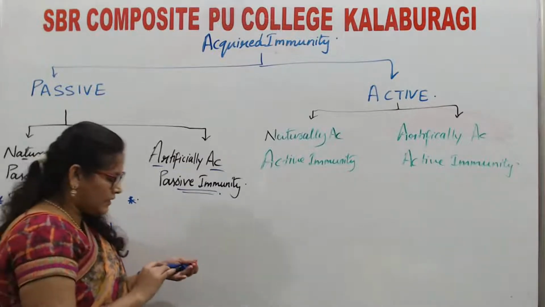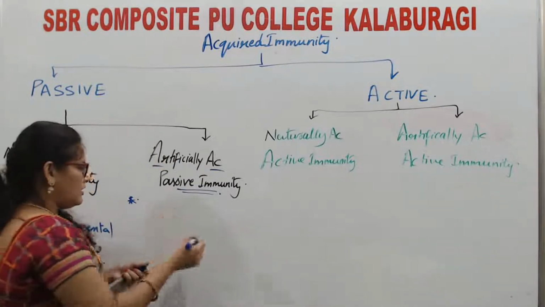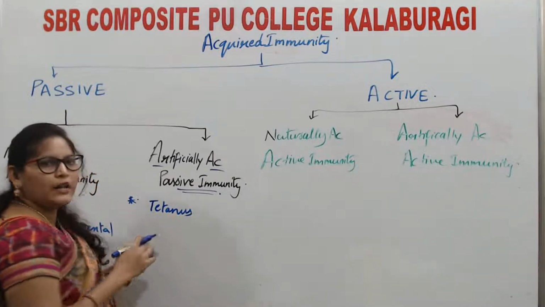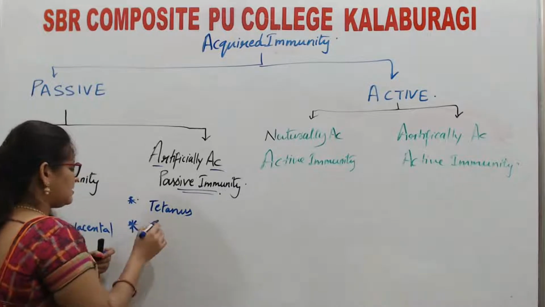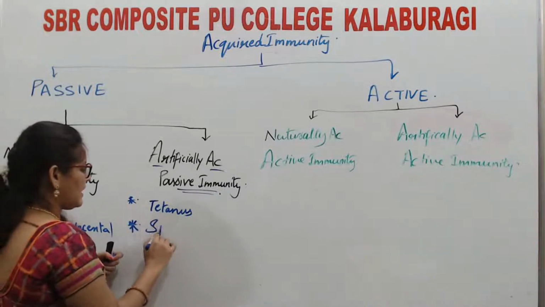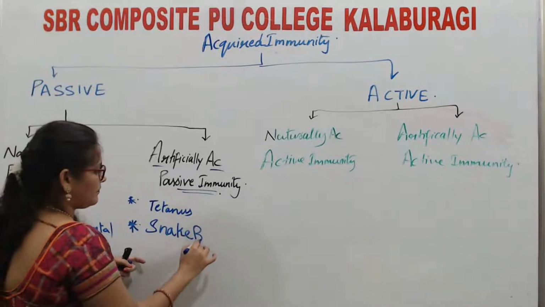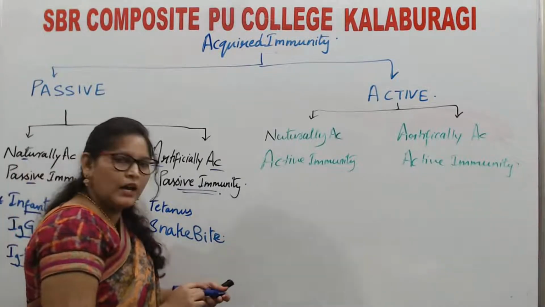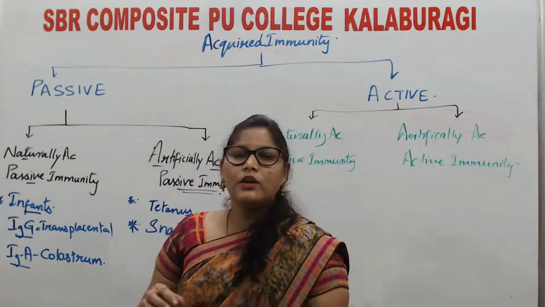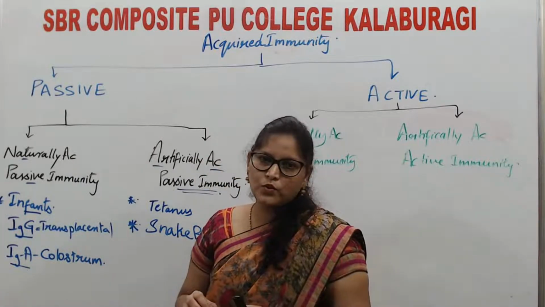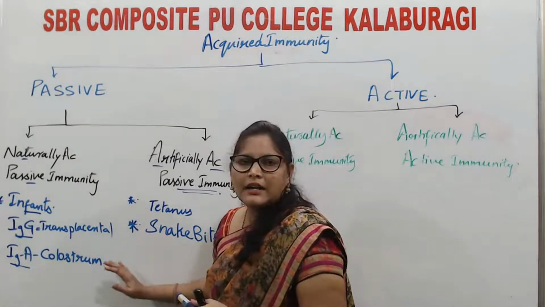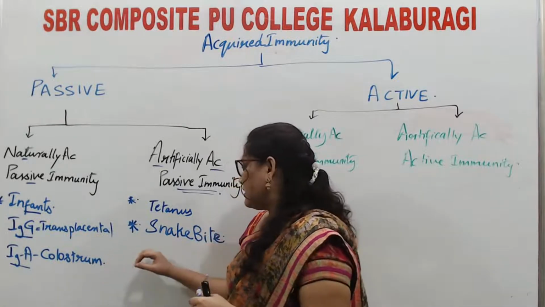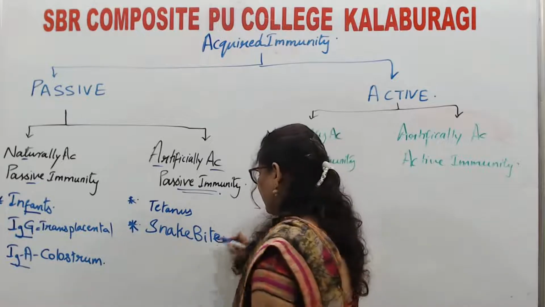See, a person got tetanus, or a person is seriously injured because of a snake bite. Seriously affected because of a snake bite. In such condition, in order to save the life of an individual, processed antibodies or ready-made antibodies are injected to the person. Here, snake bite, what will the snakes inject?